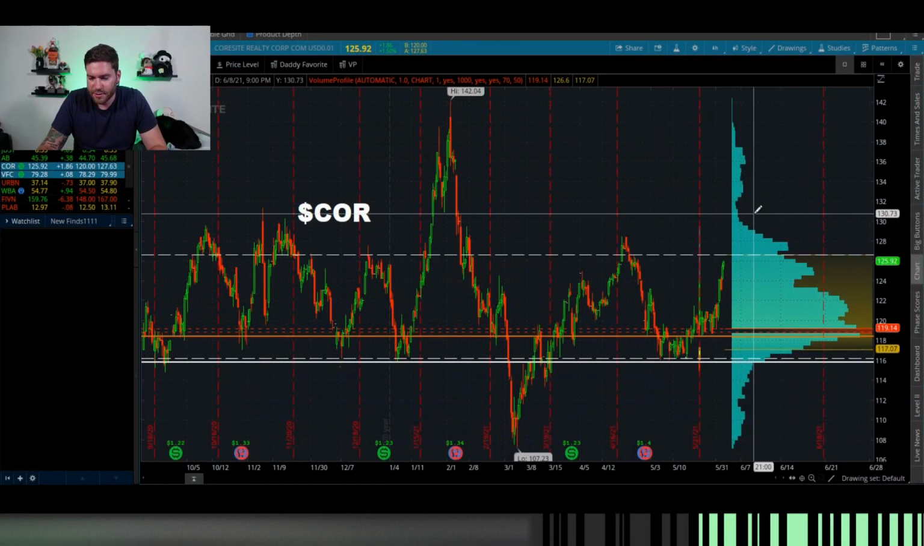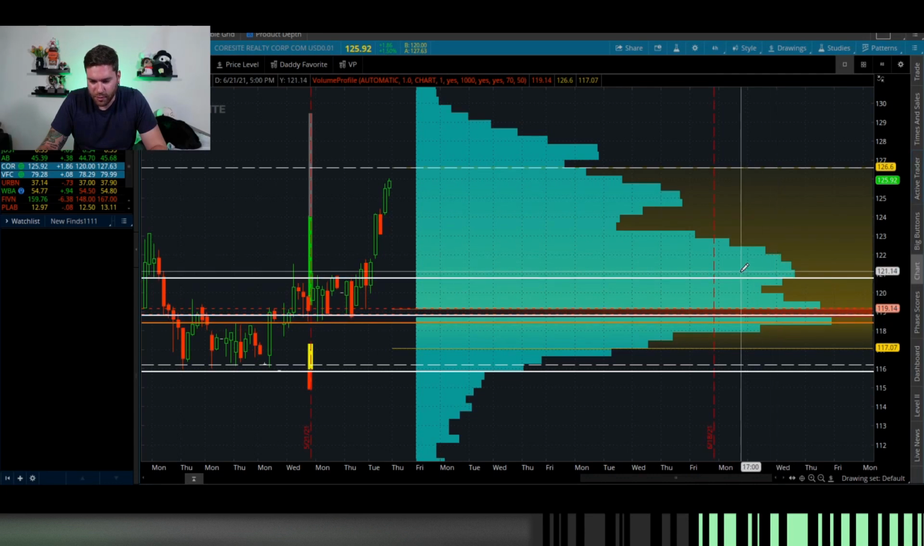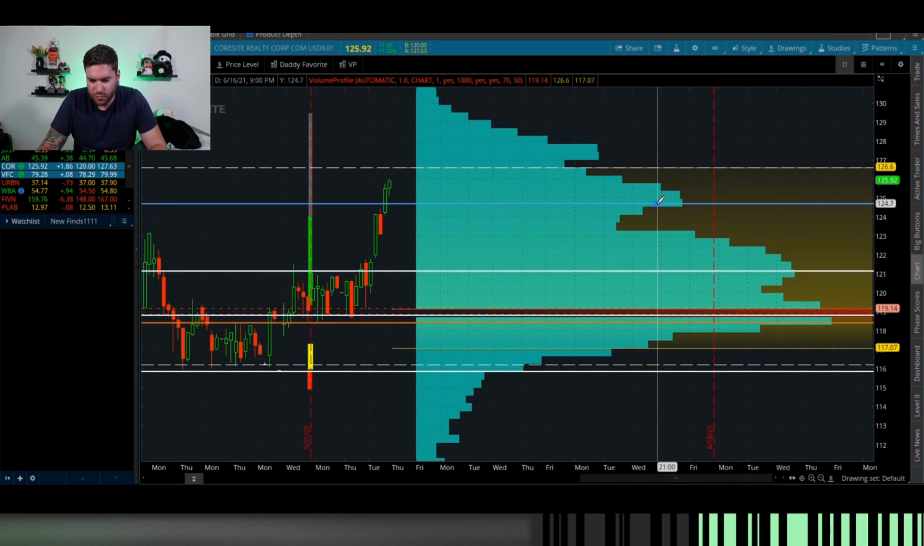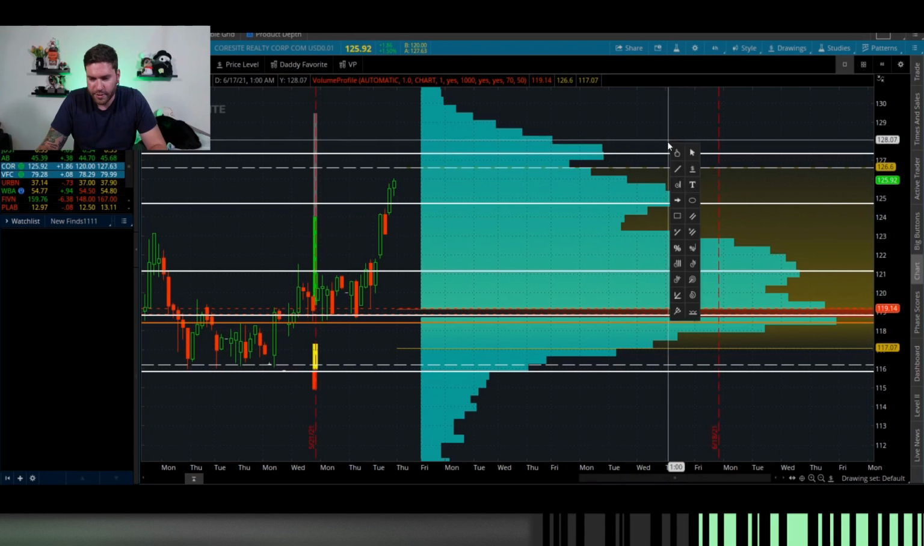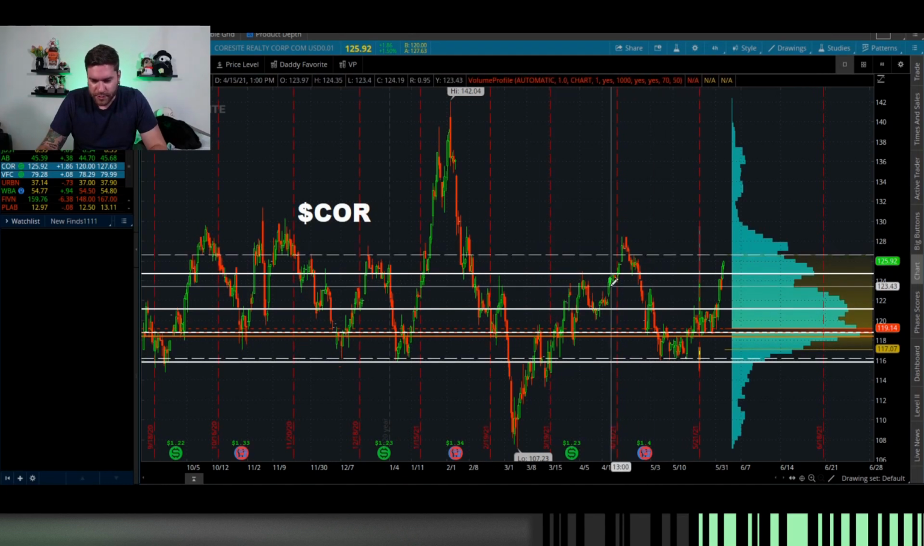The first is this. We know that our high volume nodes will be supports and resistances. We have mainly three. 1, 2, 3. We'll go with 4 here, I guess. We have 4 nice ones here. As we can see, it does a really good job of giving us supports and resistances.